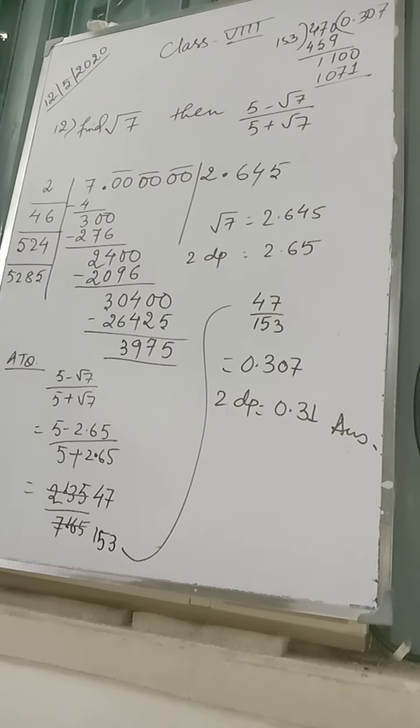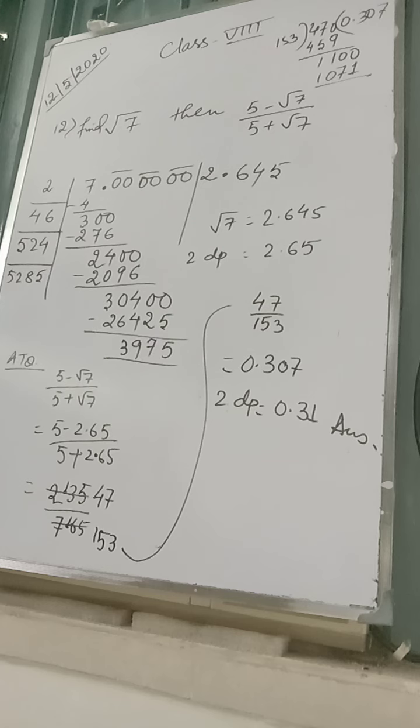In this way we have completed question number 12. First we got the value of under root 7, then subtracted under root 7 from 5 and added under root 7 with 5. So we got 2.35 by 7.65. Decimals are reduced, then both the numbers are reduced by 5 and afterward it is finally divided. And then we got this answer.